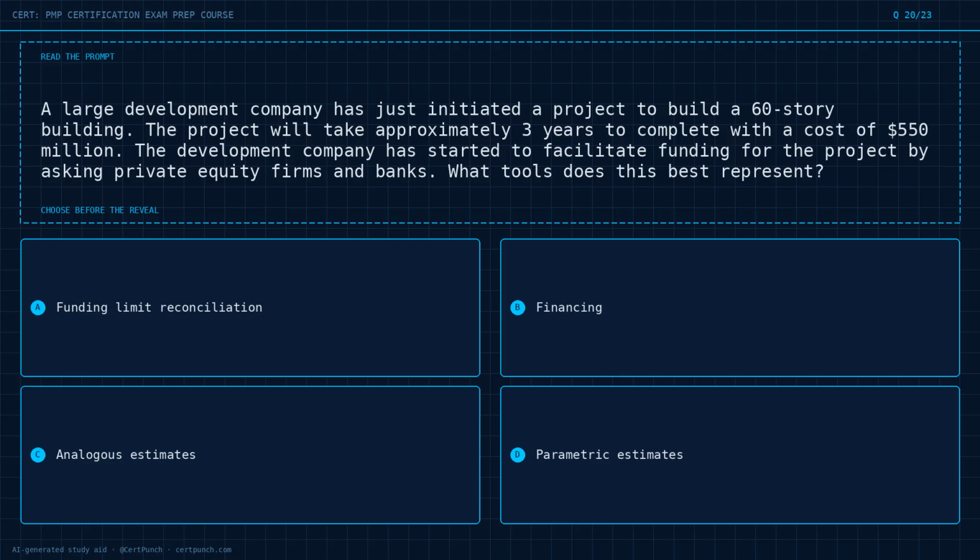Option A, funding limit reconciliation. Option B, financing. Option C, analogous estimates. Option D, parametric estimates. Make the call before the reveal. Hold the line on it.